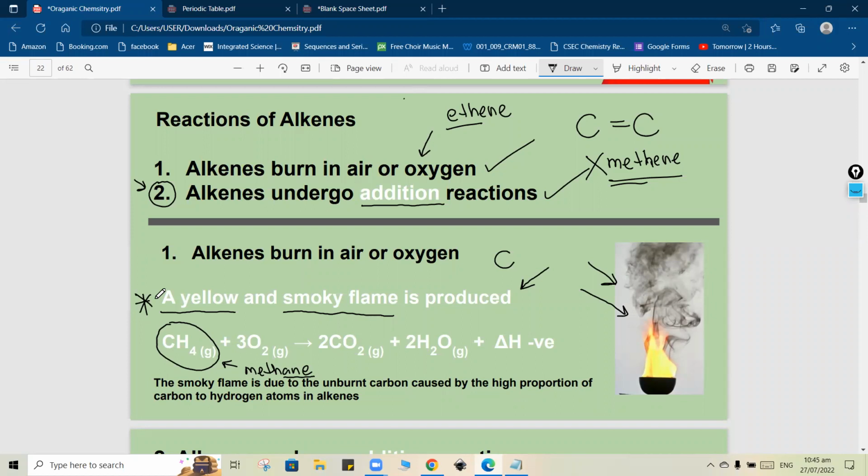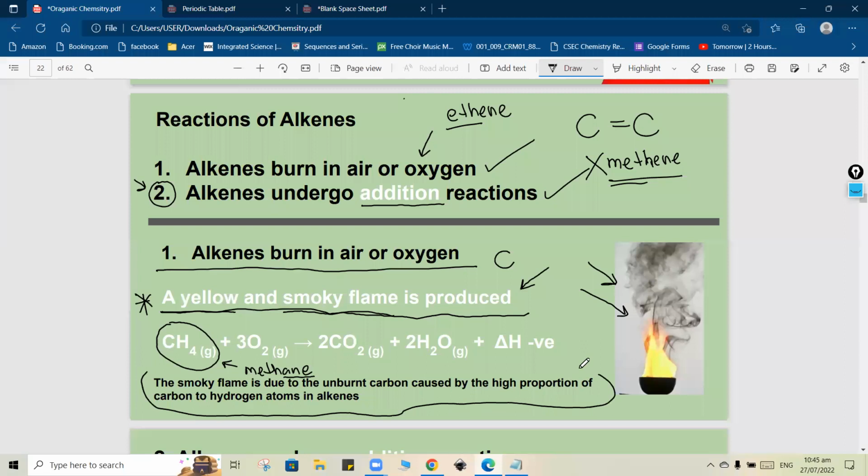All right. So for the time being, just take down everything I'm underlining here. Alkenes burn in air or oxygen. Take down a yellow smoky flame is produced. And you see this part here, take it down as well. It's why it burns with a smoky flame. It won't make too much sense as yet, but next week I'm going to take my time and explain it.